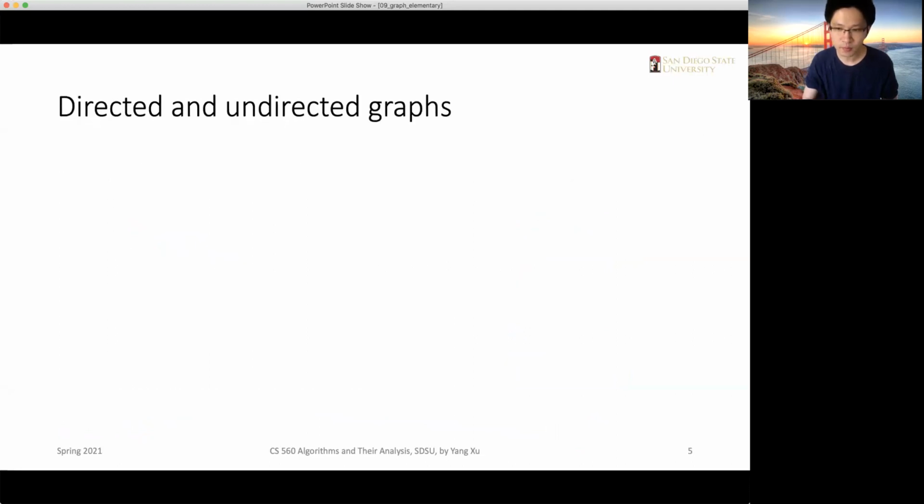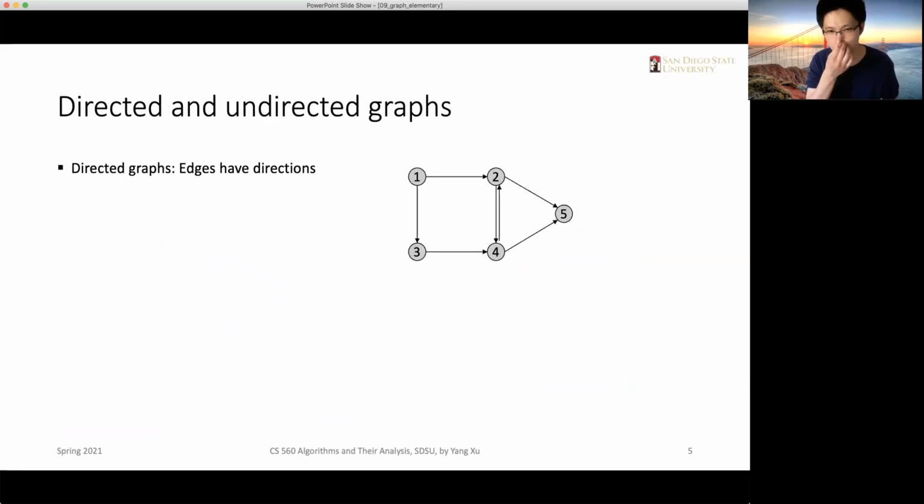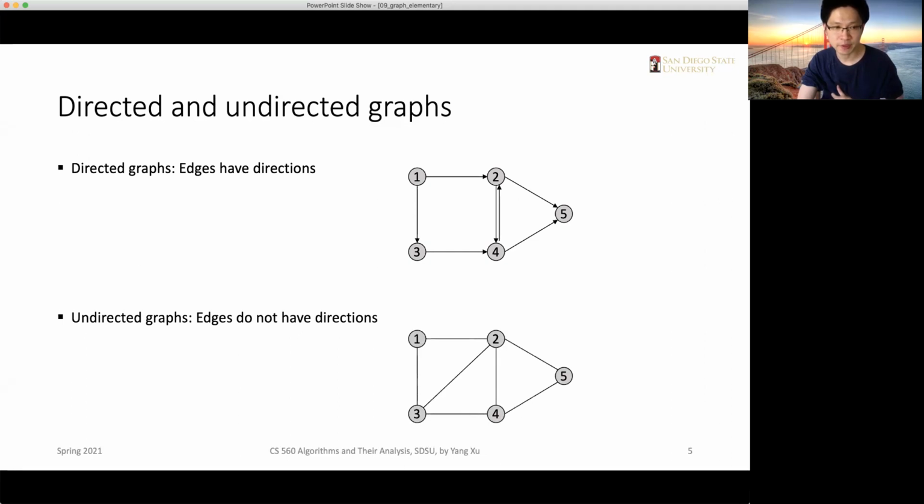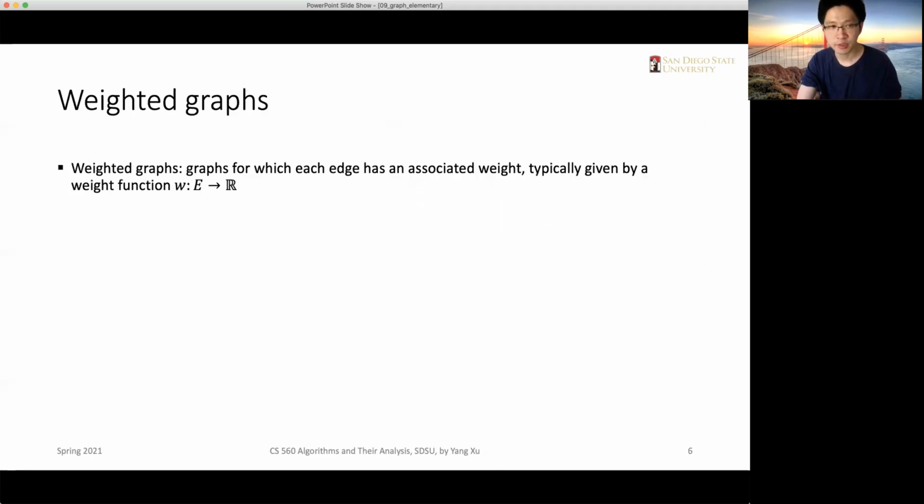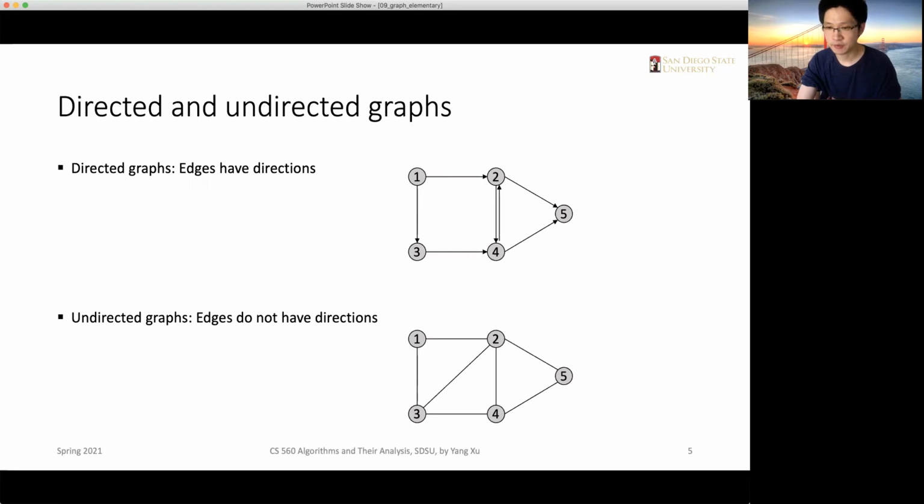Okay, then it comes to the directed and undirected graphs, right? These are easy to understand. If we have arrows on the edges, if the edges have directions, then the whole graph is called a directed graph. Or if all the edges don't have directions, then it's simply called an undirected graph. Okay, so that's some concepts on the edges.